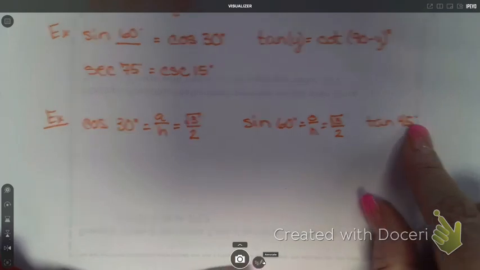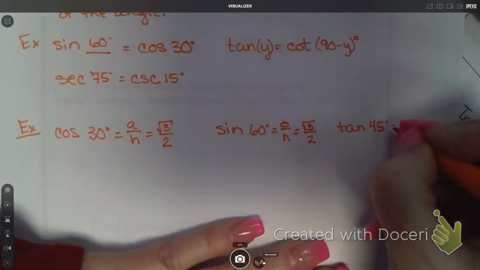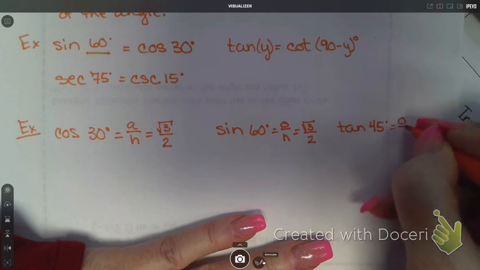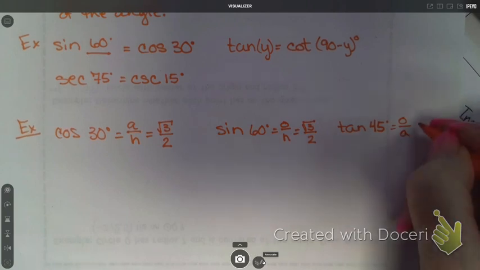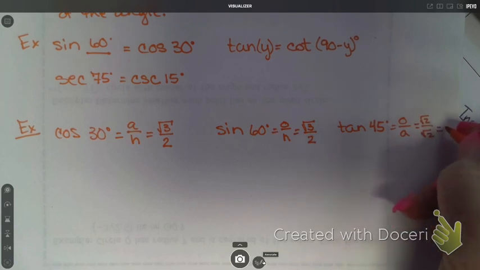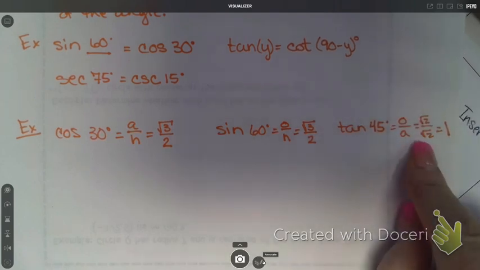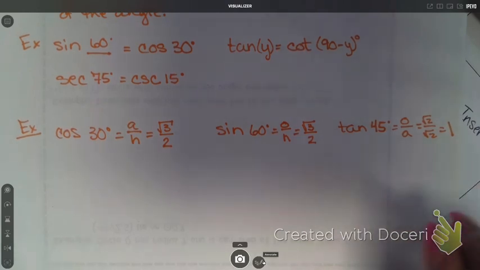So tangent of 45. Tangent is what over what? Opposite over adjacent. So that's another thing we got to get down, right? Well, what's opposite of 45? What's adjacent to 45? So square root of 2 over the square root of 2 is 1. I tell you on the quiz, if you write square root of 2 over square root of 2, you are wrong. That answer is what? 1. Well, yeah, but it's 1. There's no even rationalizing it.